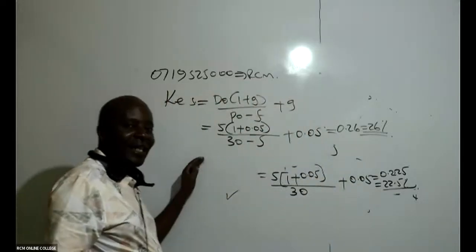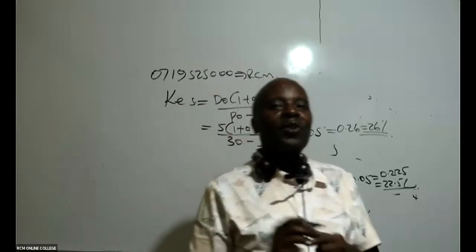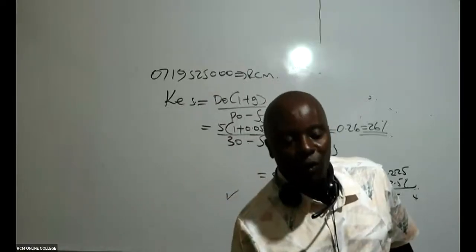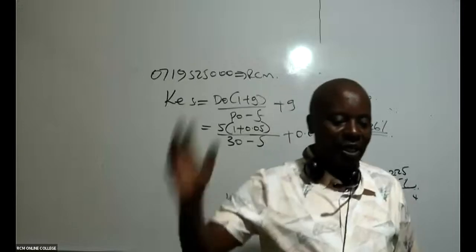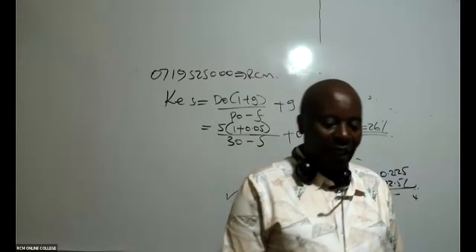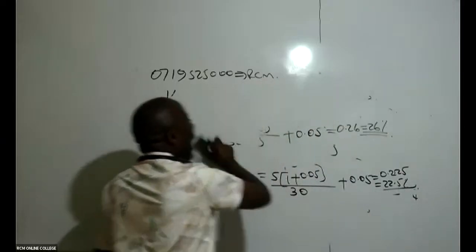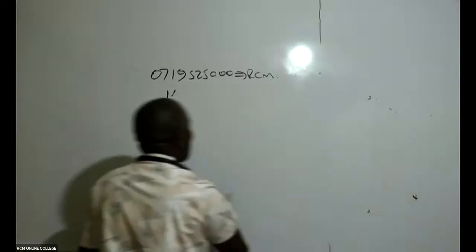So is this clear, ladies and gentlemen? Because for me to be able to get this WACC, I must get the cost of equity. I must get the cost of what here? Debt. So up to here, is it clear? Very clear. Thank you very much. Now that opens a door for me to go and discuss what we call cost of debt.